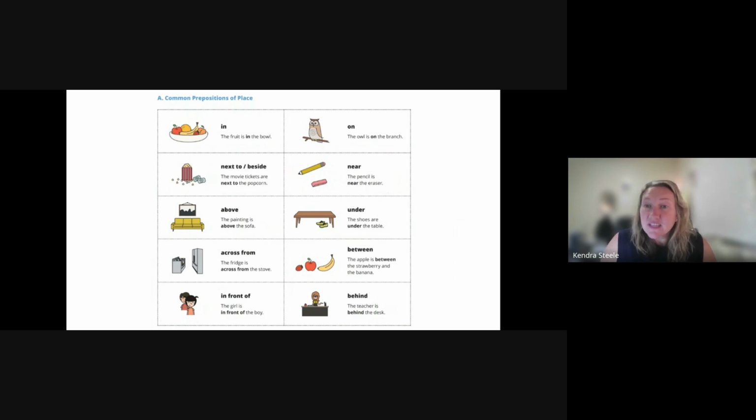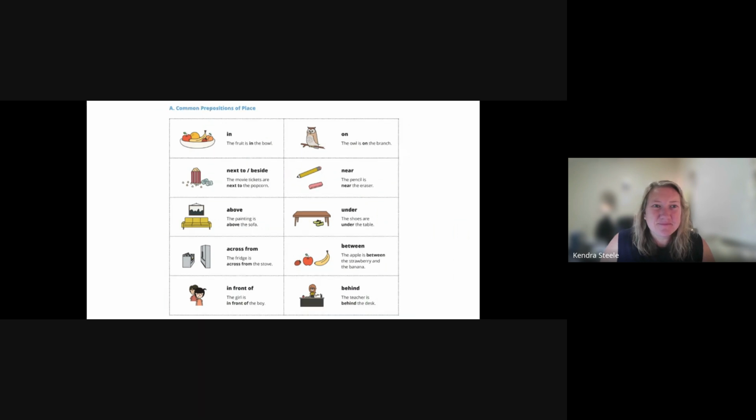The fridge, that's short for refrigerator. The fridge is across from the stove. The apple is between the strawberry and the banana. The girl is in front of the boy. The teacher is behind the desk.